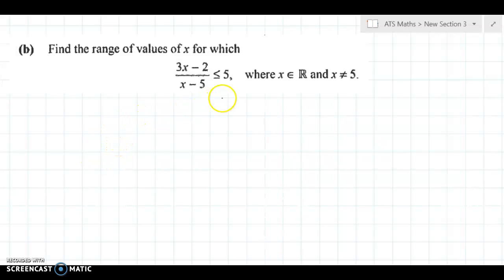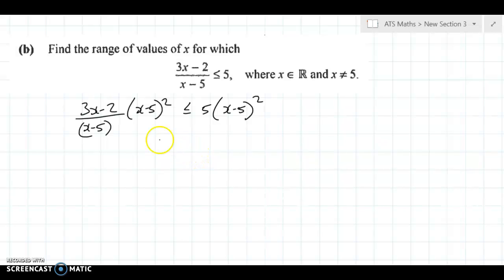So the thing with these less than or equal to jobs is that both sides must be multiplied by a positive number. So we don't know whether x minus 5 is positive or negative. So what we're going to do is multiply both sides by x minus 5 squared, like this, right? And on the right hand side then we have 3x minus 2, and we're left with x minus 5 on top because it cancels with this guy here, less than or equal to 5 times this fella over here.